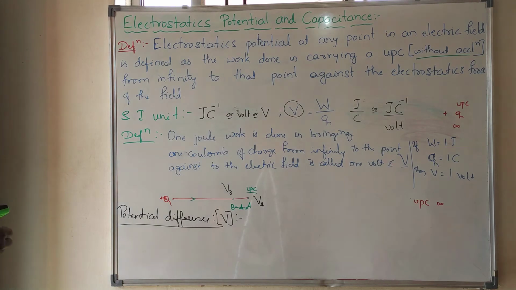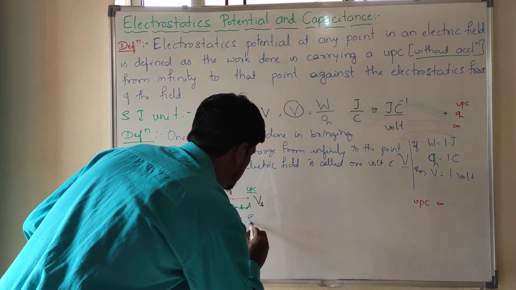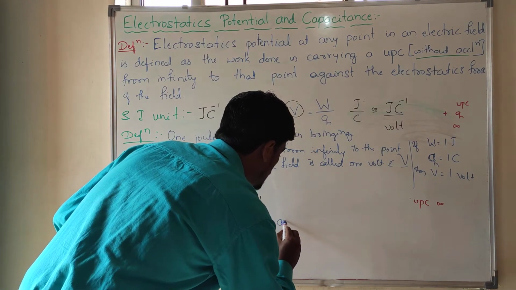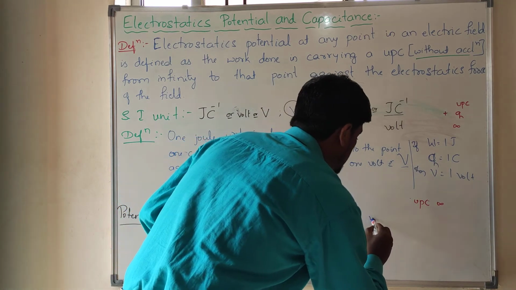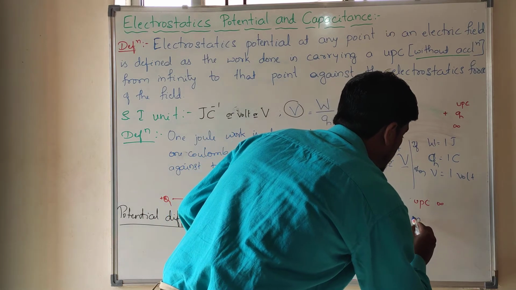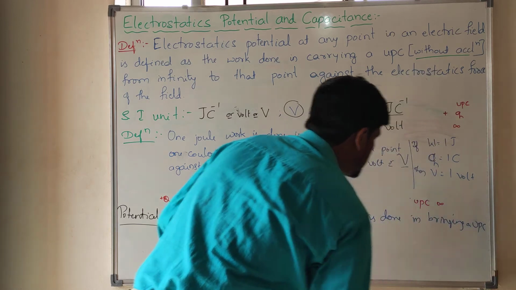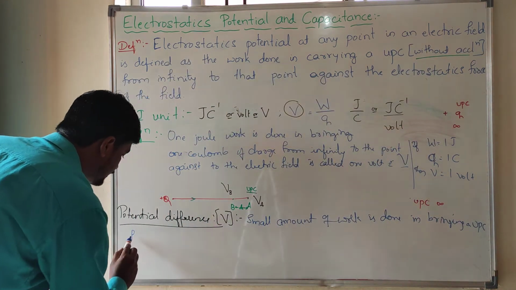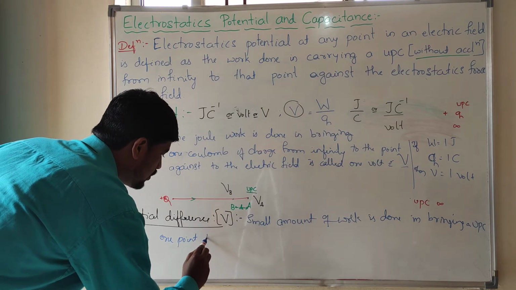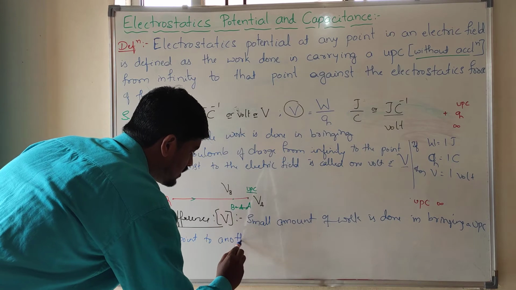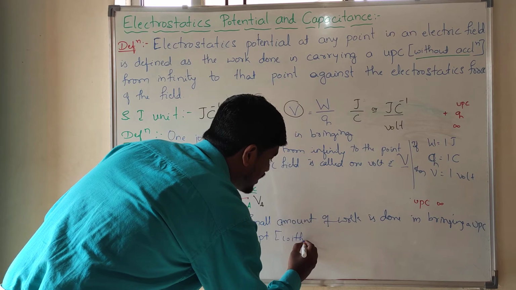What exactly is the definition of this potential difference? Same again. A small amount of work is done in bringing a UPC from one point to another point. The condition here is again the same, without acceleration.